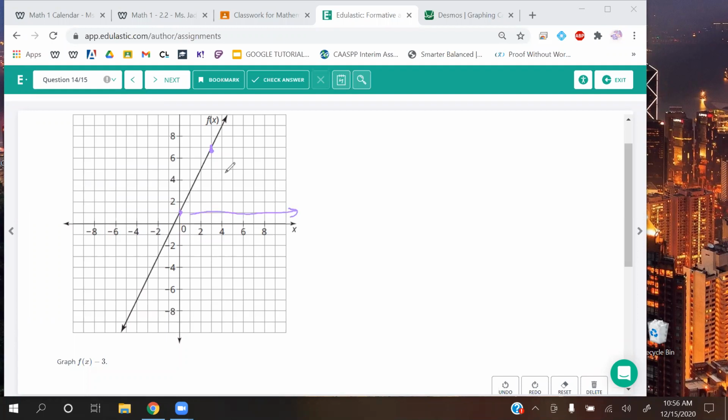So this one was 0, 1. And this one was 3, 7. We're literally just going to subtract 3 from the y value. The only thing you're changing is the y value, okay? So we're going to subtract 3 from the y value. So here, 0, 1 minus 3, which turns into 0, negative 2.